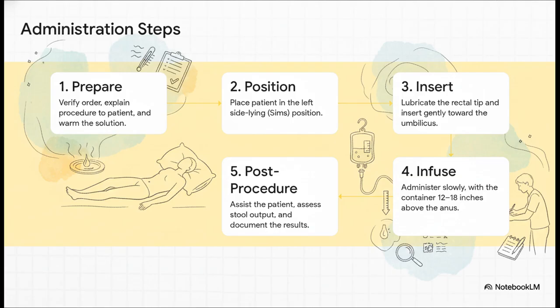Step 4, infuse. You do this slowly with the bag no more than 12 to 18 inches above the anus. Now, if the patient says they're cramping, just stop the flow for a second. Let them breathe. Then, afterwards, you assist them, you assess the results, and you document everything.